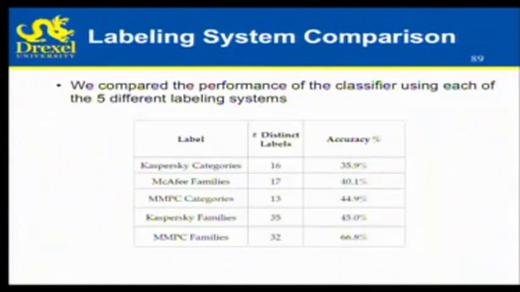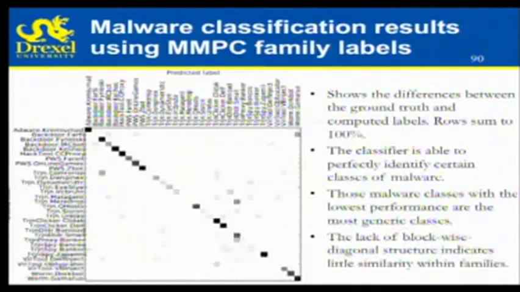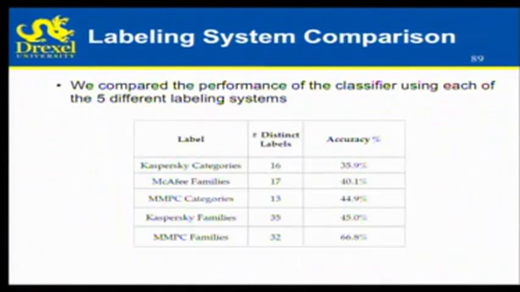Now, what does that mean? Well, here's... yeah, I have one more minute. All right. So here are the results that we got when we used the decision trees. It turns out that the best we could do is if we used Microsoft families as our labels, and we were able to accurately classify 66.8% of the malware. So once we knew there was malware, we could tell you with 66.8% accuracy which exact malware it is.